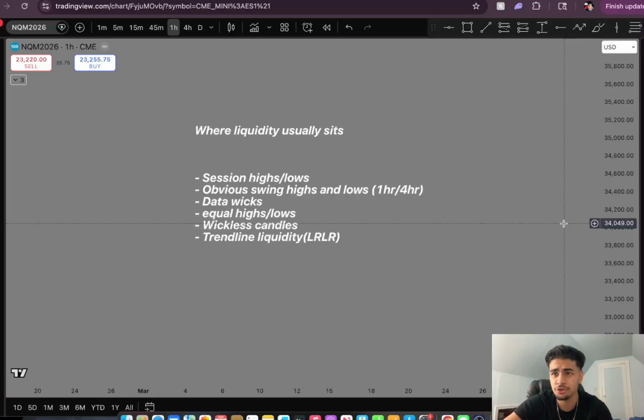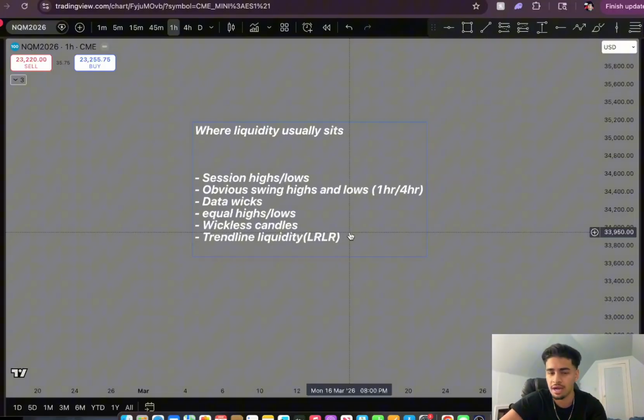So where does liquidity usually sit? I basically ranked my most important draws on liquidity at the top to the least important draws on liquidity to me. Obviously in certain scenarios I prefer certain draws on liquidity, but on an overall basis this is what I would look for as the most important draws on liquidity.